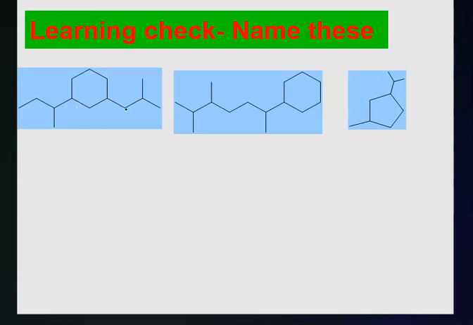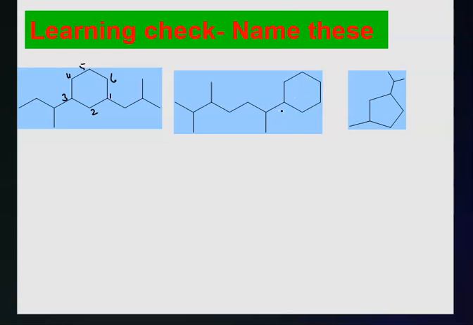So this one is an isobutyl, okay, and this one is a sec-butyl. So iso falls first in the alphabetical order, so this will be 1, 2, 3, 4, 5, and 6. So this will be named as 1-isobutyl, 3-sec-butyl cyclohexane.